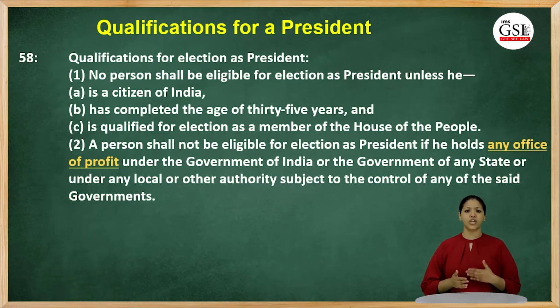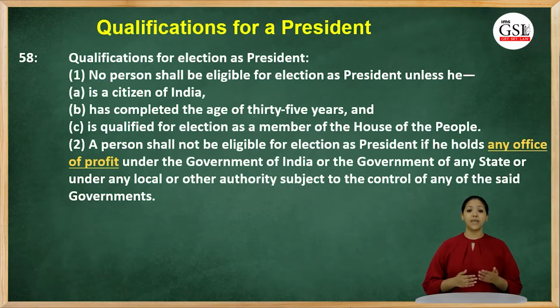Office of profit shall mean any position that is salaried or that shall result in any financial gain to the holder of such office. This means that while the President should be qualified to be a member of the Lok Sabha, he should not actually be a member of the Lok Sabha. Article 56 of the Constitution prescribes that the term of the President shall be 5 years. In the event that the President wishes to resign, the President shall address his resignation to the Vice President.